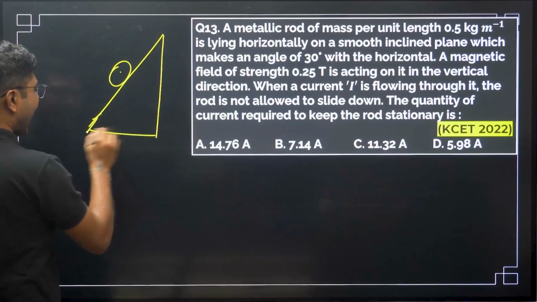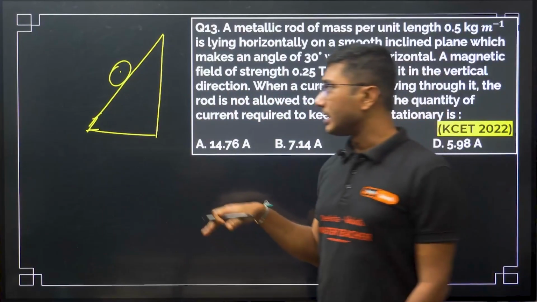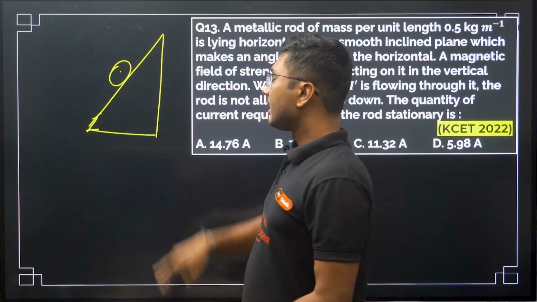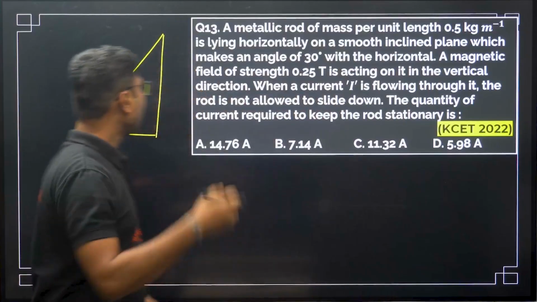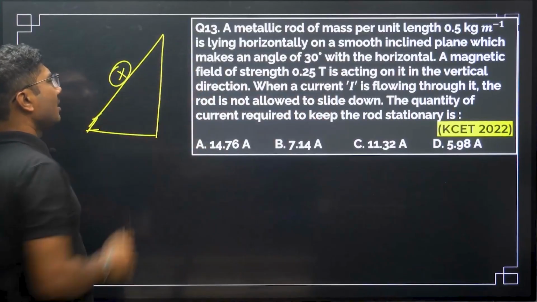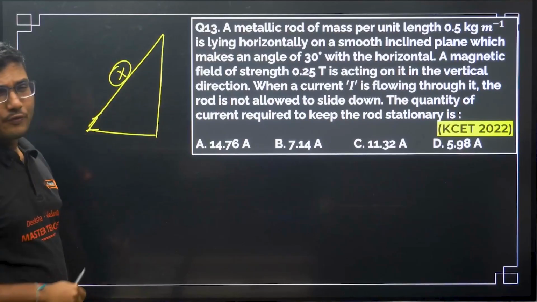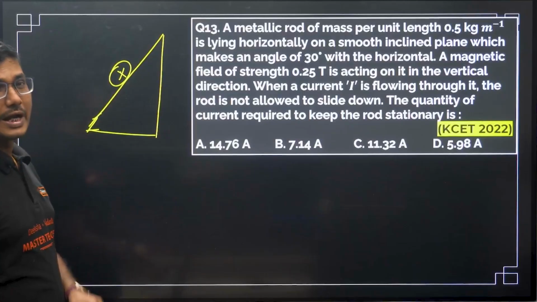So this question could have been a lot easier if the diagram was provided. This is the three-dimensional figure, and you are using a cross section of this. The rod is carrying current, say, into the page, or out of the page, it does not matter. This is the rod which is placed like this, and this is the incline. You have to find how much current you should pass through it so that it does not fall.